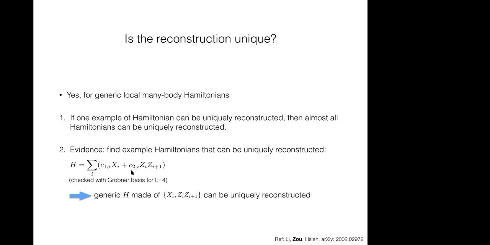So in this example, the Hamiltonian can be written as some Pauli X operator plus products of nearest neighbor Pauli Z operators. We can check, there's a mathematically mature method called Gröbner basis under which we can check the uniqueness of the solution. It turns out it is unique. What this means is a generic Hamiltonian made of Pauli X and products of Pauli Z operators can be uniquely reconstructed. And it also gives us more confidence that more generically, a local many-body Hamiltonian can be uniquely reconstructed using this method.